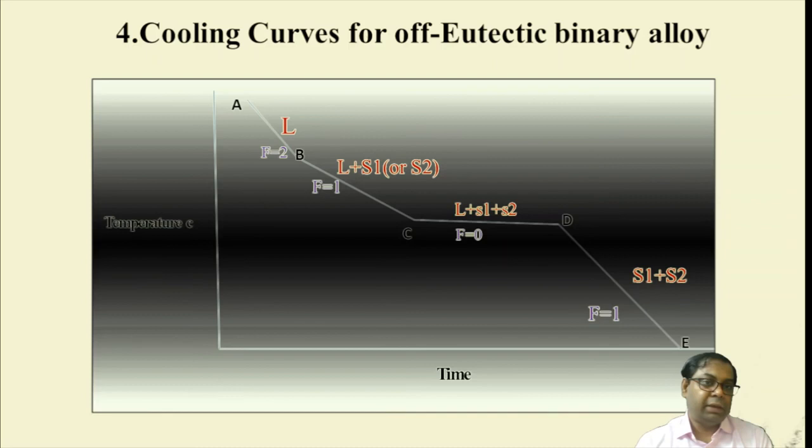Now the fourth one is a bit tricky, that is the cooling curve of a eutectic binary alloy. From A to B it is pure liquid state, from B to C it is liquid plus either of the solid states S1 or S2, then C to D it is a constant temperature or isothermal conversion, that is L plus S1 plus S2, and from D to E, that is S1 plus S2.